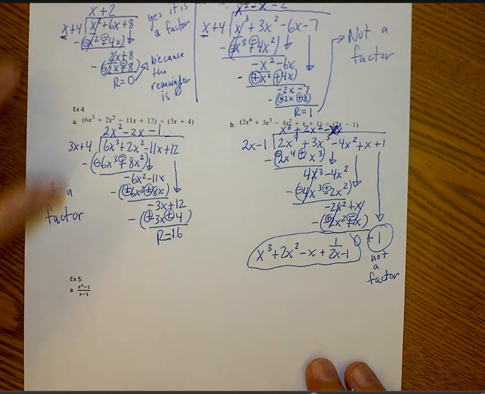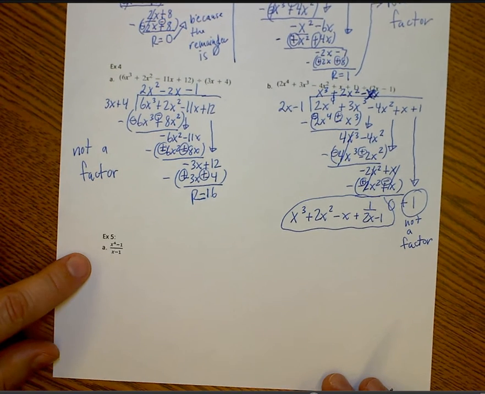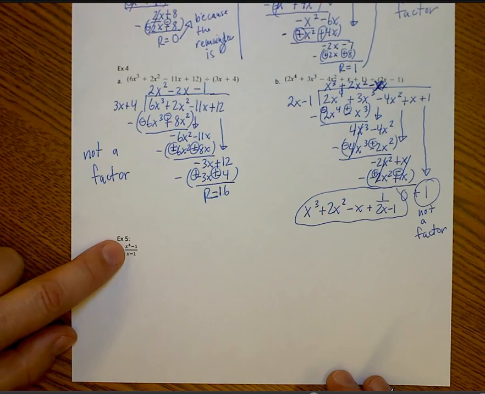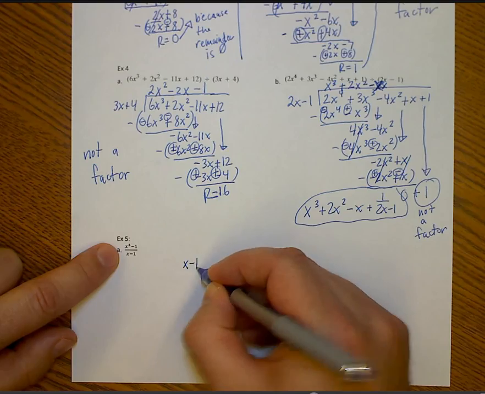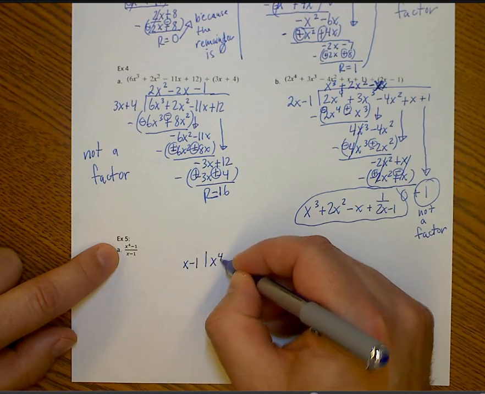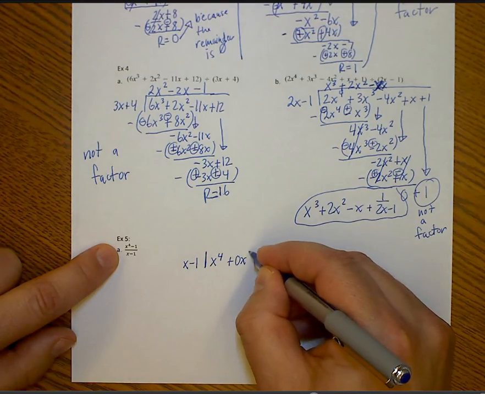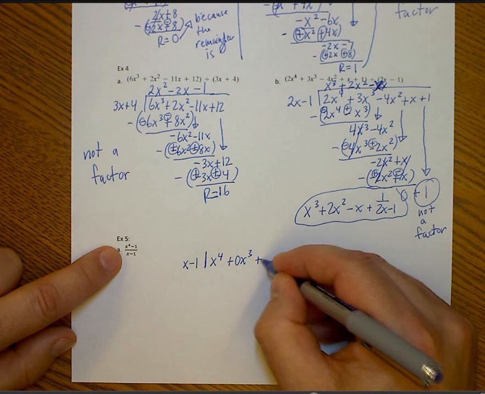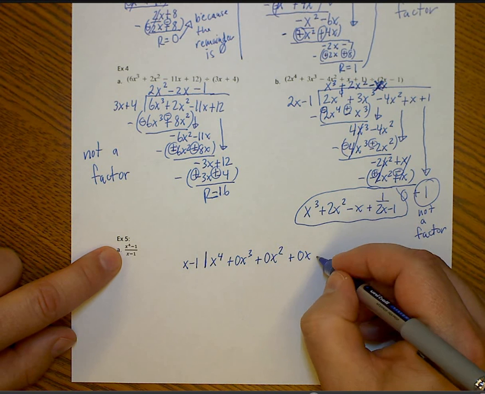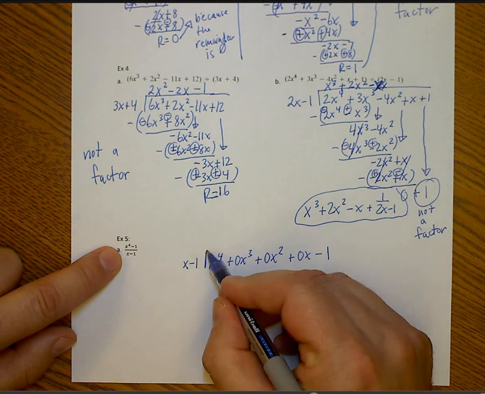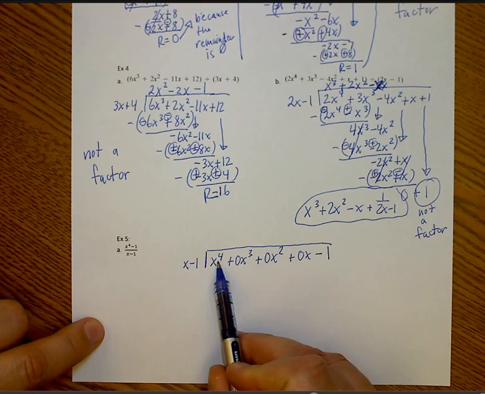All right, then the final type that you're going to see is, what do I do whenever it's missing degrees? And what you got to do is just make placeholders. It's like x minus 1 on the outside, x to the 4th minus 1 on the inside. But since there's not an x cubed, I got to put 0x cubed. Since there's not an x squared, I got to put 0x squared. Since there's not an x, I got to put plus 0x. And then I finally can put the minus 1, because I got to have every degree represented after I start with a certain degree.